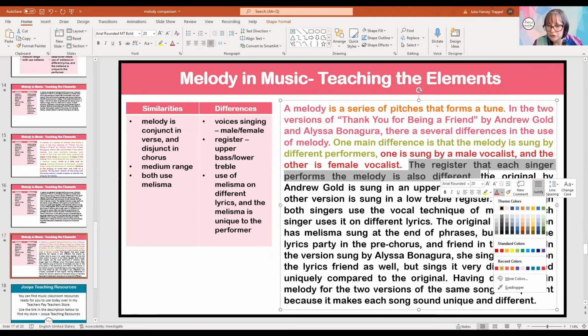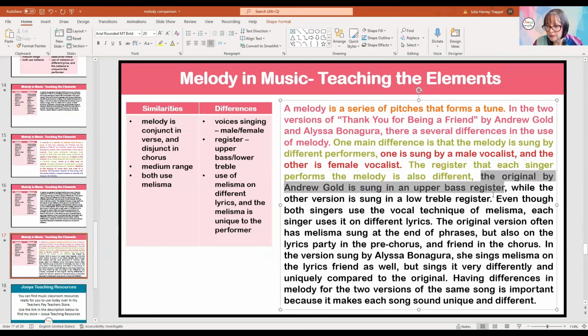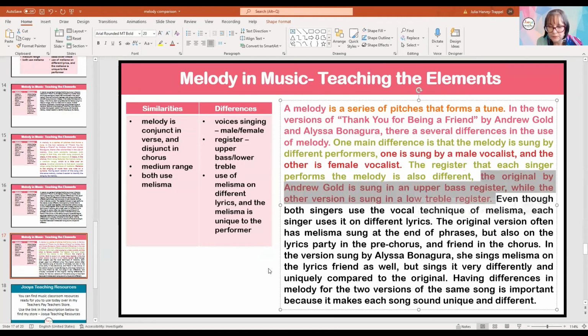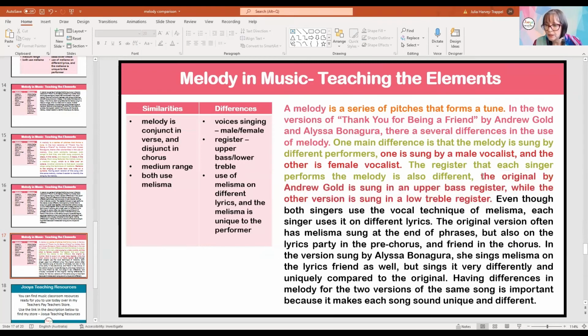And the next part, the original by... okay, then explains again what each one is doing, and that is our in-depth information in red. So the original by Andrew Gold is sung in an upper bass register, while the other version is sung in a low treble register. The next bit, even though both singers use the vocal technique of melisma, each singer uses it on different lyrics. So that is the good sample.